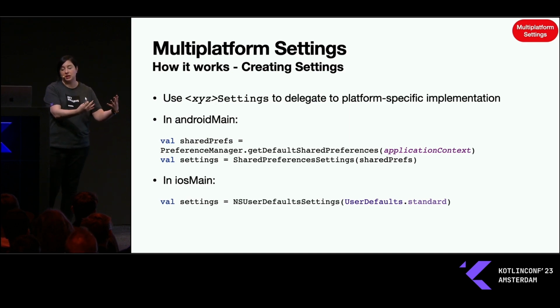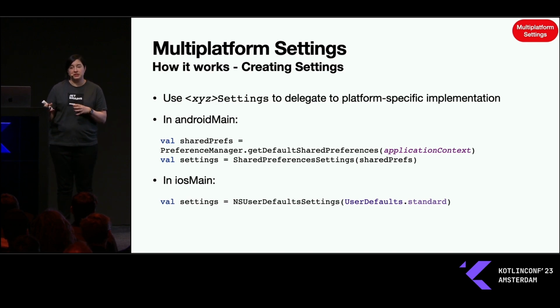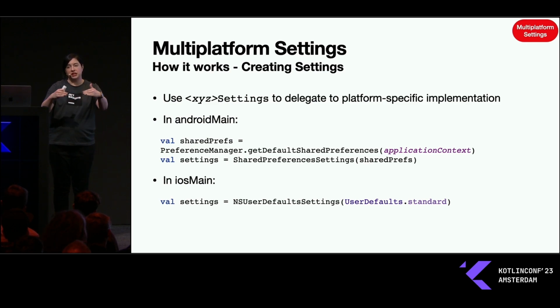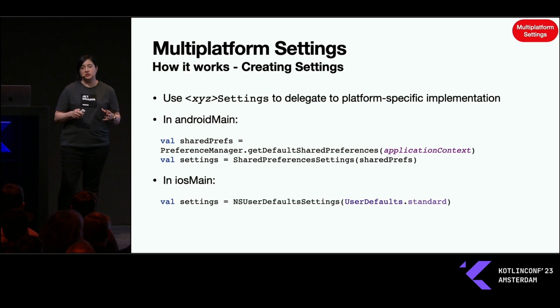On Android, you could write the following in your Android main to provide to a dependency injection manager. You create a default shared preferences. It can be any shared preferences, but for example here, we're just getting the default. Then you wrap it in the SharedPreferencesSettings from the library, and it will always delegate calls to that shared preferences that you provided. On iOS, similar thing, you're just using UserDefaults.standard, which is kind of like the default, and then using NSUserDefaultsSettings to delegate calls to your user defaults.